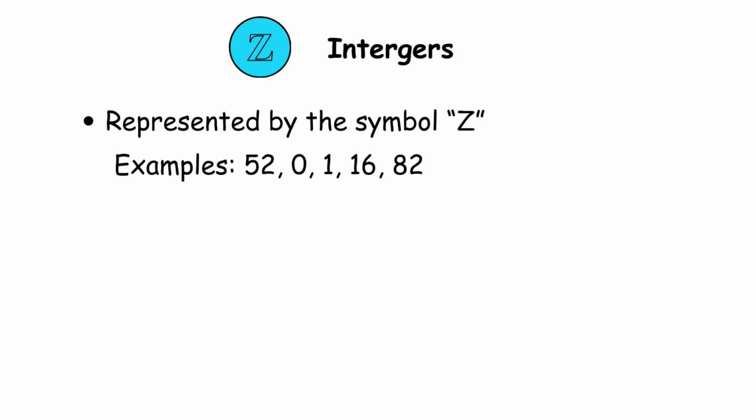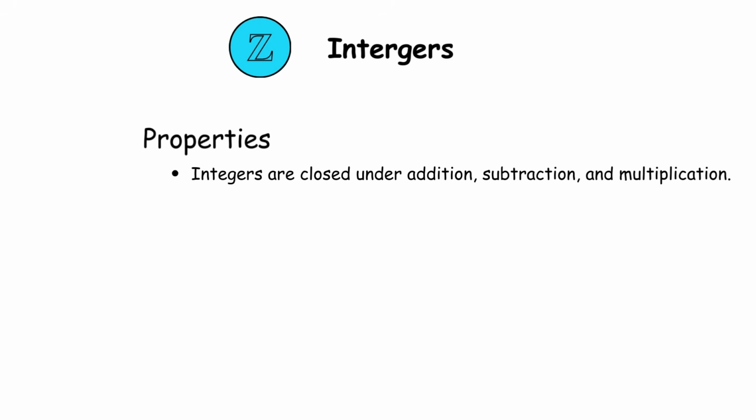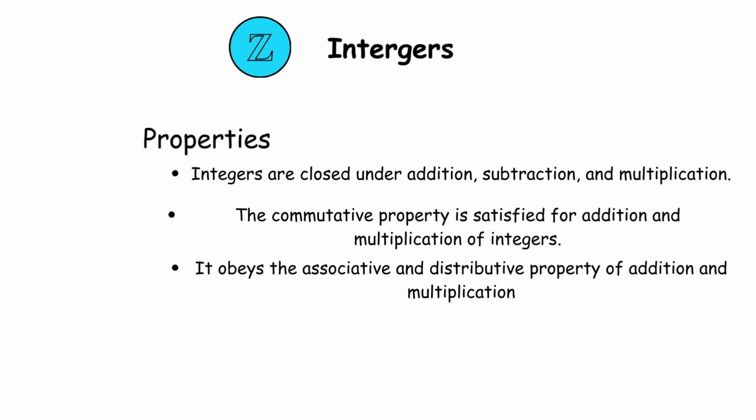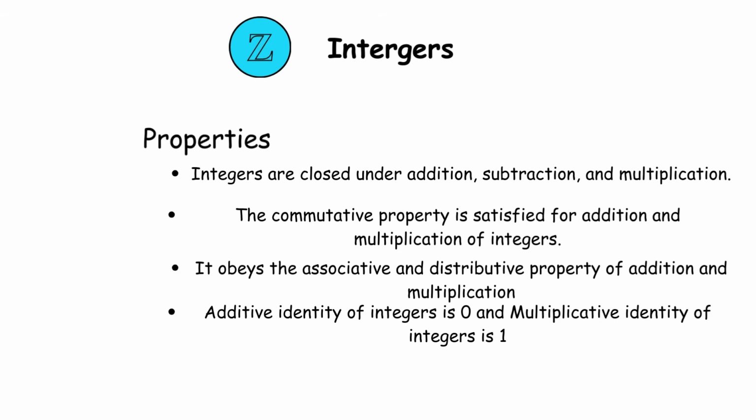Examples: 52, 0, 1, 16, 82. Integers are closed under addition, subtraction, and multiplication. The commutative property is satisfied for addition and multiplication of integers. They obey the associative and distributive properties of addition and multiplication. The additive identity of integers is 0. The multiplicative identity of integers is 1.